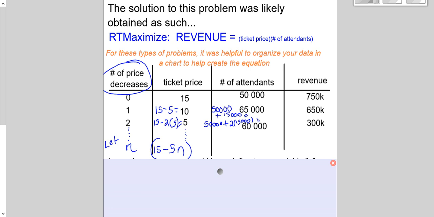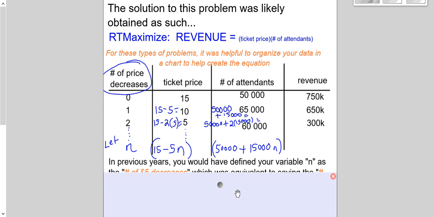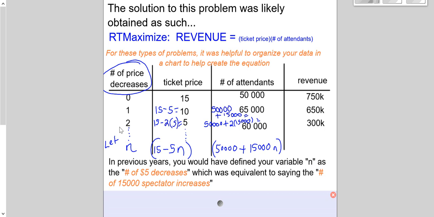The number of attendants could have been considered the 50,000 that we started with, and then we were adding n increments of 15,000 people. So that would have been how we would have defined our variable, our ticket price and number of attendants. Let's talk about that n for a second, because we defined it as the number of $5 price decreases. But there's an n over here as well. This n, the number of price decreases, is what this n stands for.